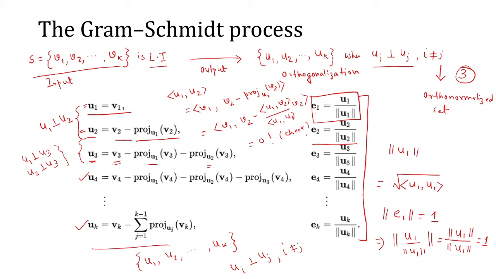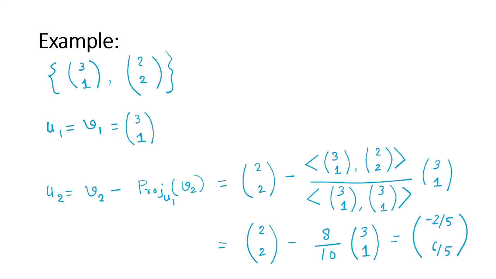So let me recap this whole process once again. We give the input as a linearly independent set v1 up to vk. This process will do such steps and calculate u1 up to uk. After getting u1 up to uk, these are the orthogonalized vectors, that is, all the vectors are perpendicular to each other. Then we divide each vector by its corresponding norm to get the orthonormalized vectors. This is how the Gram-Schmidt process works. Now we'll understand the Gram-Schmidt process with a very simple example.